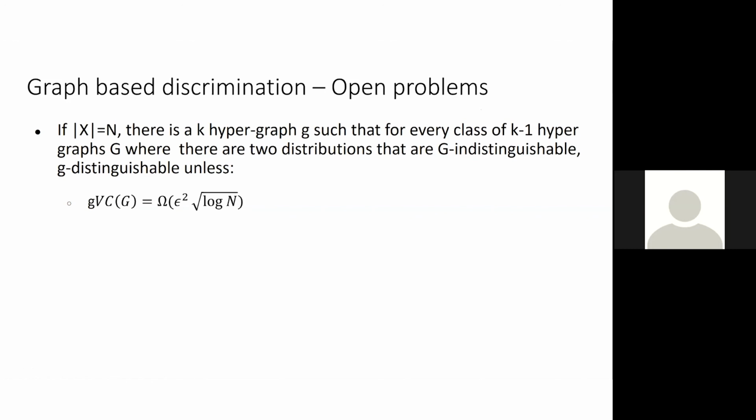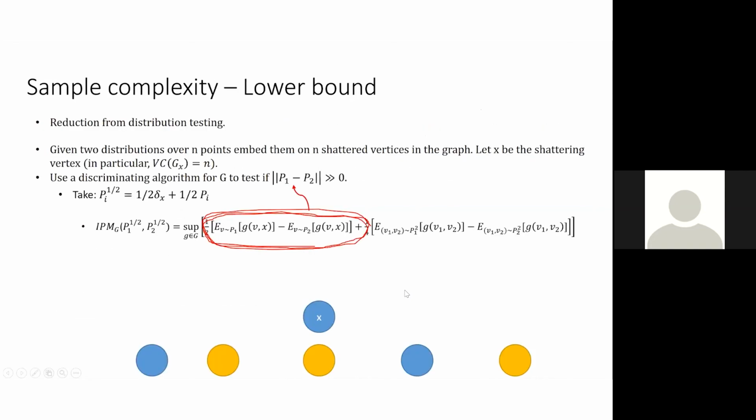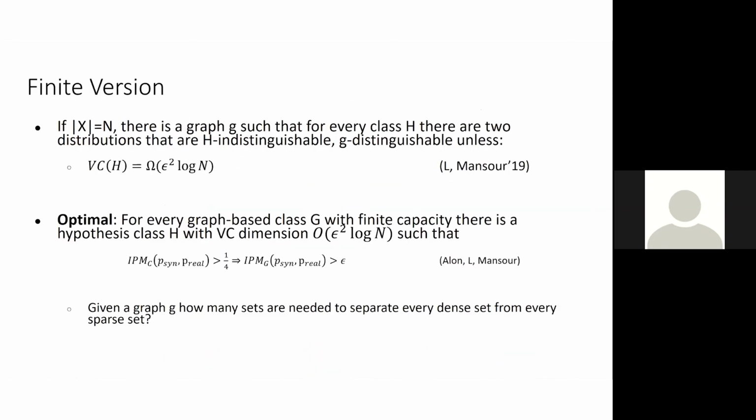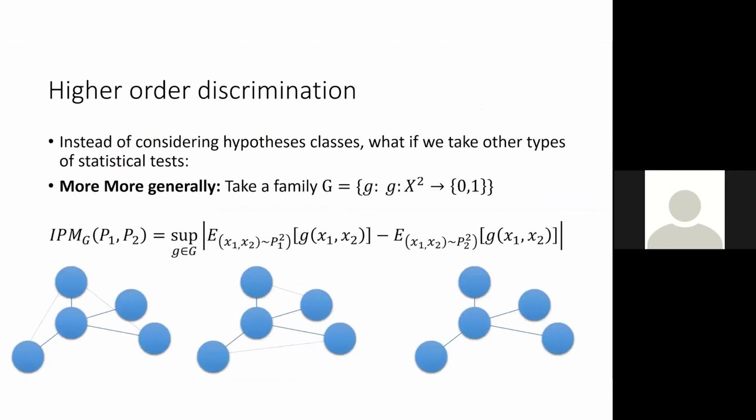I have one question. In your definition of IPM, could picking X1 from P1 and X2 from P2 give more information, like mixing the samples?